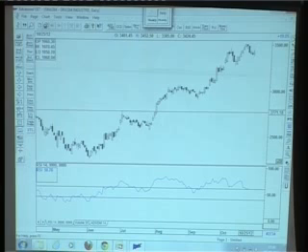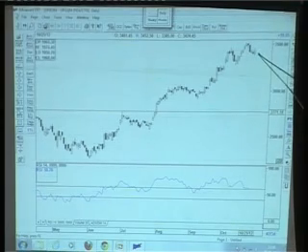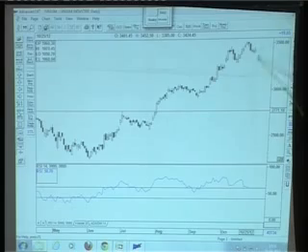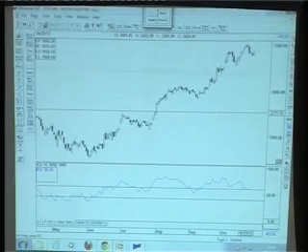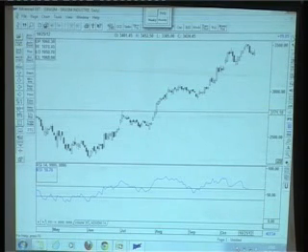So this is reverse divergence. Bottom to bottom, bottom to bottom. Positive reverse divergence, or you can say reversal. You have to change that mindset. That's why we are here, to give you the new perspective of RSI.